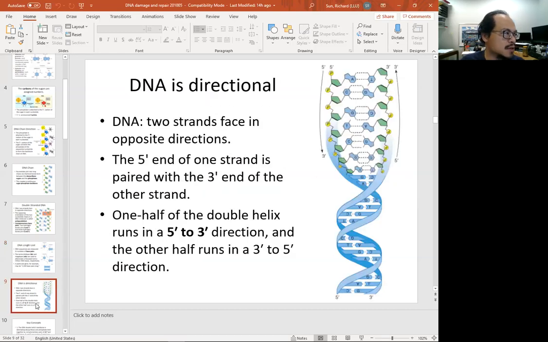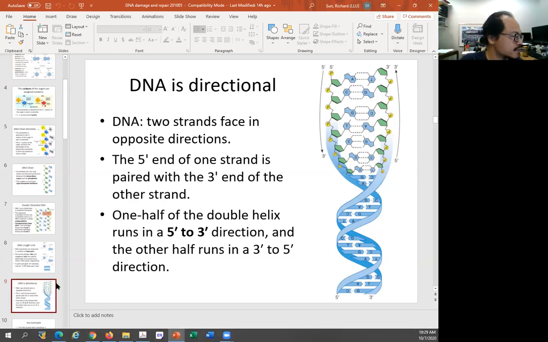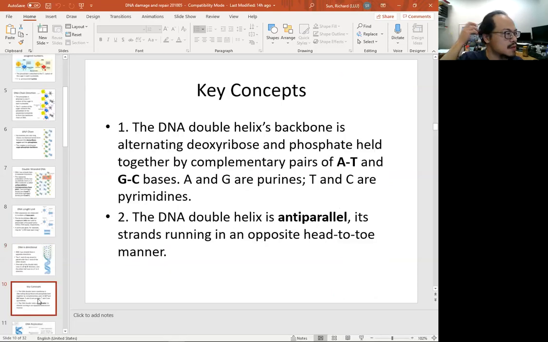All right, so DNA is directional, its two strands face in opposite directions, and the direction is always 5 prime to 3 prime. But these two strands are running in opposite directions. If one 5 prime to 3 prime runs from this direction to this direction, the other will run from this direction to this direction. So that's that.